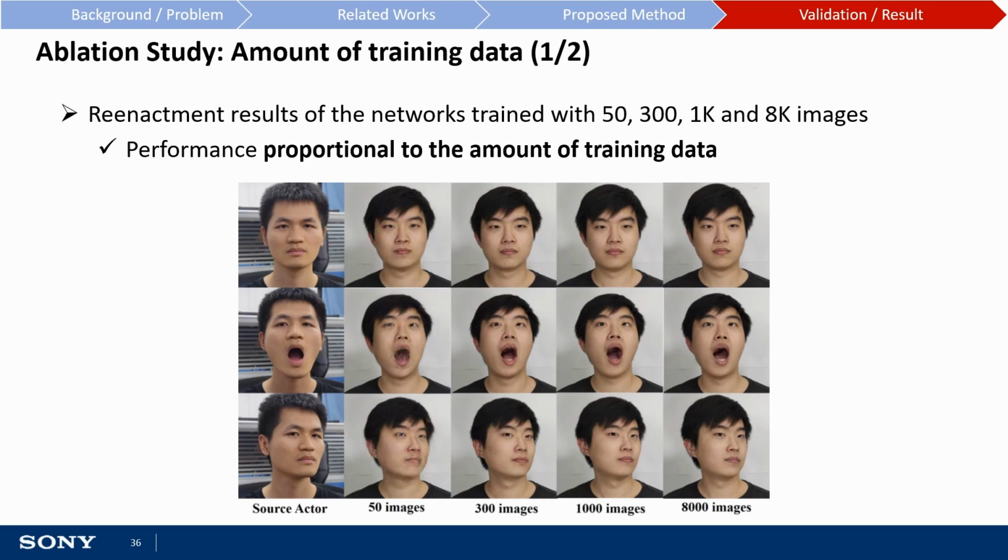So moving on to the section of ablation studies, the authors also performed several ablation studies. I'll share two of them here. To investigate the performance with limited training data, they trained StyleUnit with 50, 300, 1K, and 8K images, which were randomly sampled from the original training set. As depicted here, we can observe only a slight decrease in performance when the amount of data was reduced, specifically between 1000 images and 8000 images.